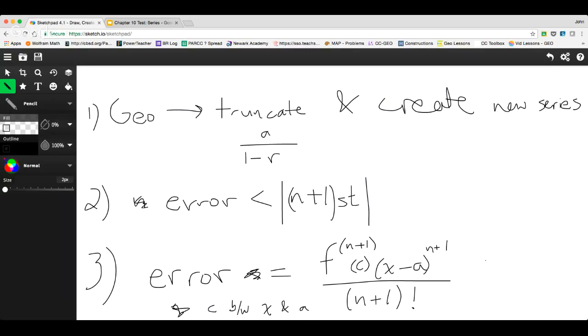Sorry, 1 second, I just lost connection with my mouse. 1 moment, please. So you would choose a c that will make that fraction the largest, and then you could say, okay, this would be the bound for our error.